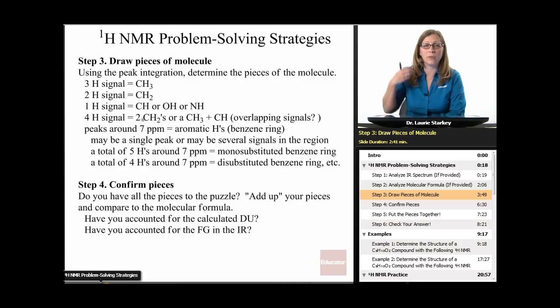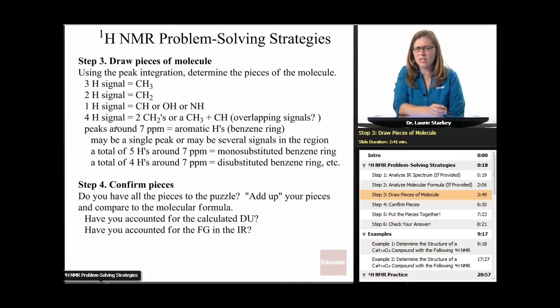But if you hear off in the distance something galloping, you hear hooves beating against the ground, you should probably think in terms of horses before you imagine that they're zebras. It's possible that they're zebras, but let's go with the more obvious choice, the more likely choice. So a 3 hydrogen signal means we probably have a CH3. A 2 hydrogen signal means we have a CH2. A 1 hydrogen signal means we have a CH, or maybe an OH or an NH if we have those elements in our formula.